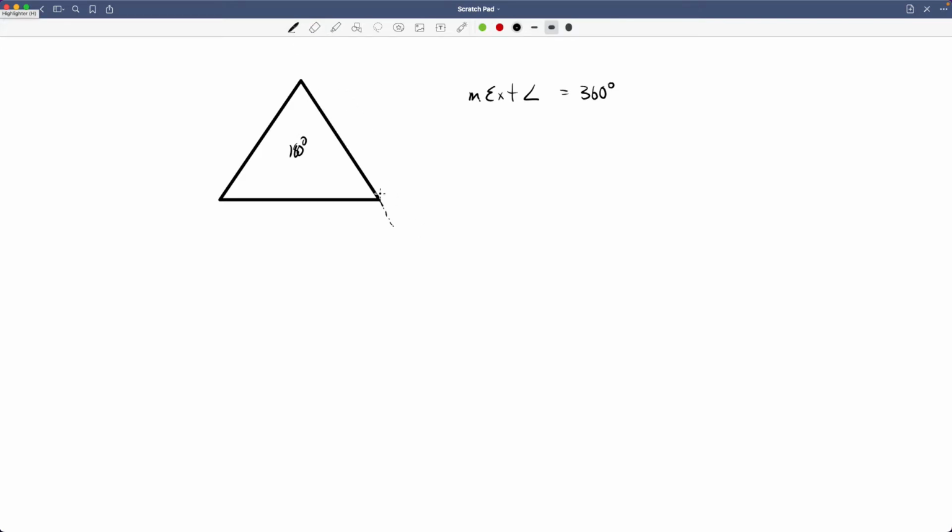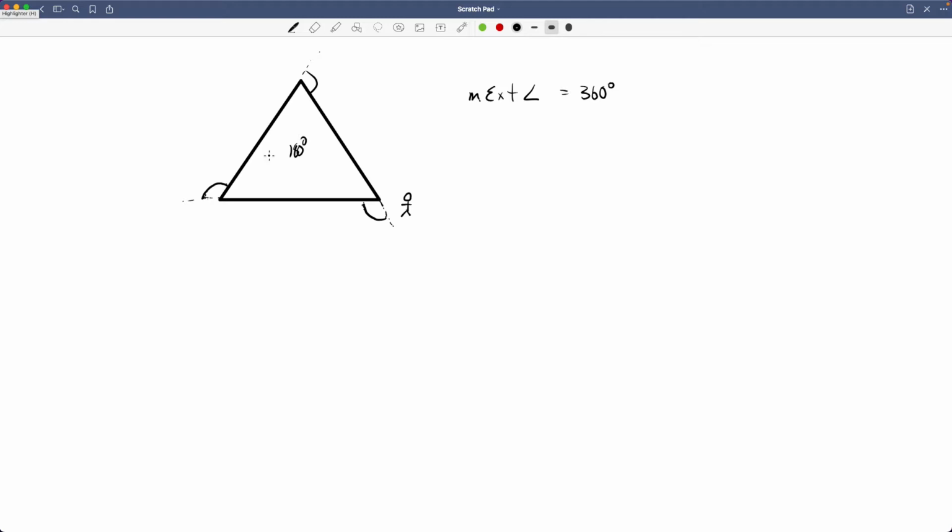So I'm going to start here. This is me. And I'm going to walk all the way around, and I'm going to measure the exterior angle going this direction. So this angle plus this angle plus this angle. Those 3 angles are going to equal 360 degrees. How can I prove that?